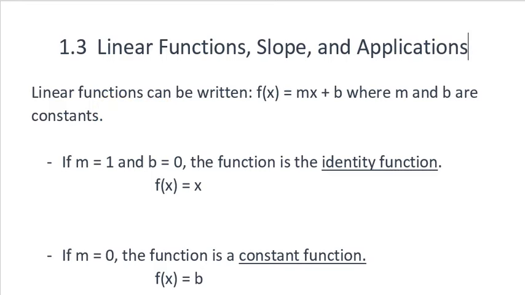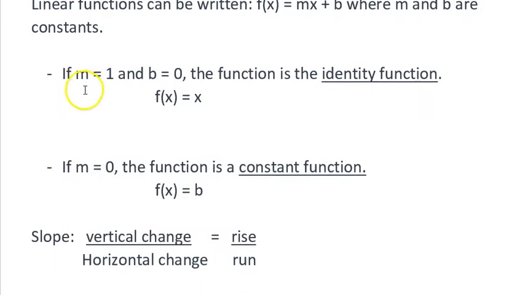Okay, a couple of things. One is that if m is 1 and b is 0, think about what that would look like. You get the identity function, which is just f(x) = x, and that would be your perfect diagonal line. And if m equals 0, the function is called a constant function, and that would look just like f(x) = b. That would be a horizontal line that goes through all the points where the y value is whatever that b is. We'll talk more about that in just a second.